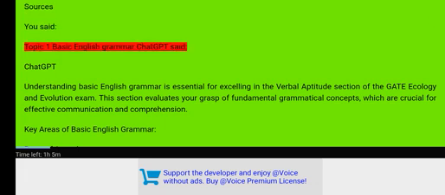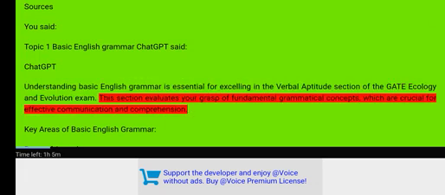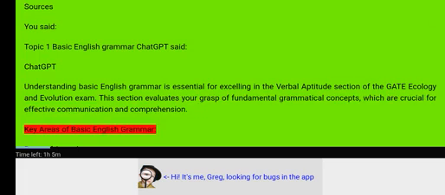Topic 1: Basic English Grammar. Understanding basic English grammar is essential for excelling in the verbal aptitude section of the GATE Ecology and Evolution exam. This section evaluates your grasp of fundamental grammatical concepts, which are crucial for effective communication and comprehension. Key areas of basic English grammar.